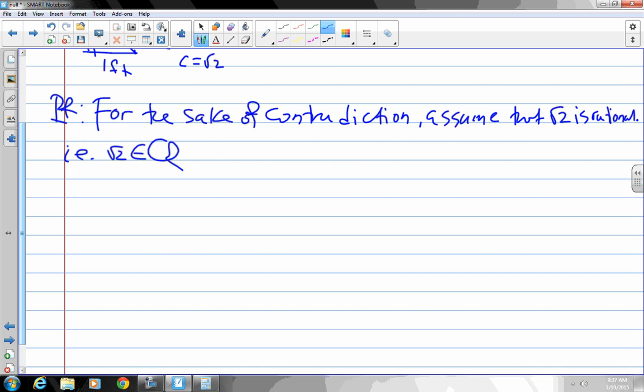So if it's rational, then I can write it as a fraction. Therefore, there are two integers, so the square root of 2 equals the ratio of those two integers. So there exist two integers, let's call them P and Q, so that the square root of 2 equals P over Q. That's the definition of rational numbers. I can write it as a ratio of two integers.